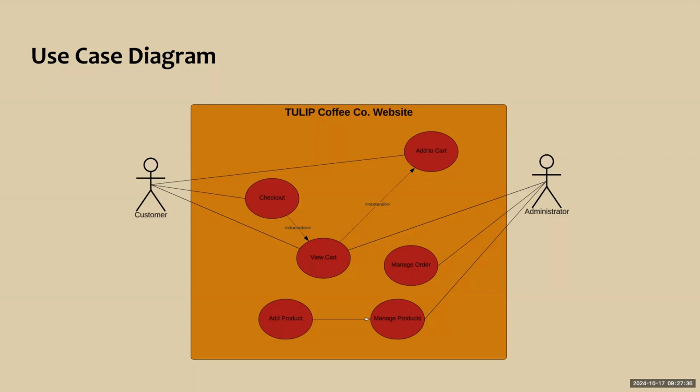Now the checkout includes the view cart option, because when you are checking out, it won't even be an option. It will be displayed, the cart. The view cart extends the add to cart button because once again, when you add an item to the cart, you will be able to view the cart after the item has been added.